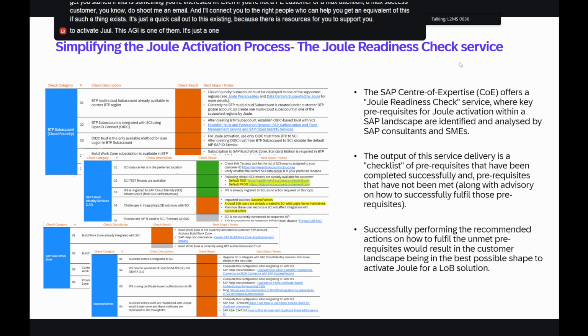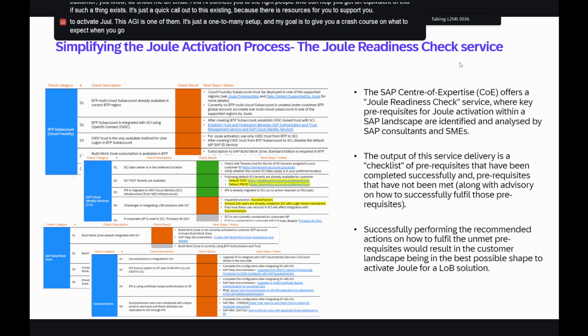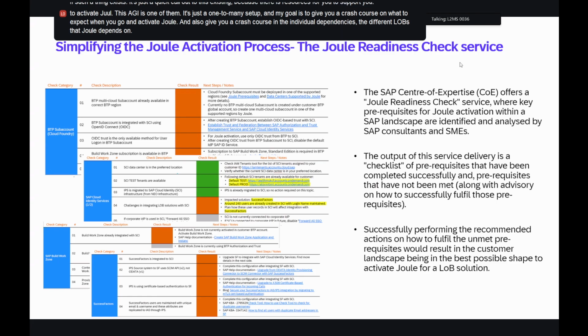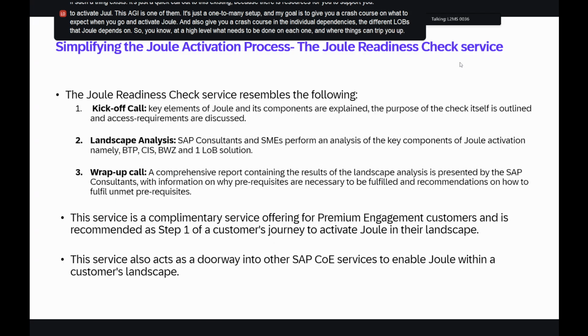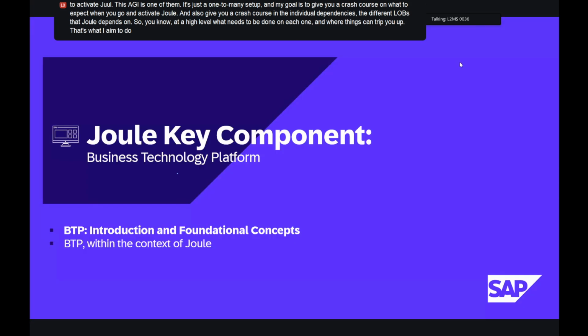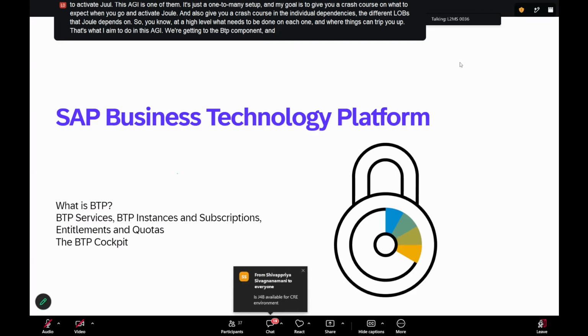It's just a one-to-many setup, and my goal is to give you a crash course on what to expect when you go and activate Joule, and also a crash course on the individual dependencies, the different LOBs that Joule depends on, so you know at a high level what needs to be done on each one and where things can trip you up. That's what I aim to do in this EGI. We're getting to the BTP component.